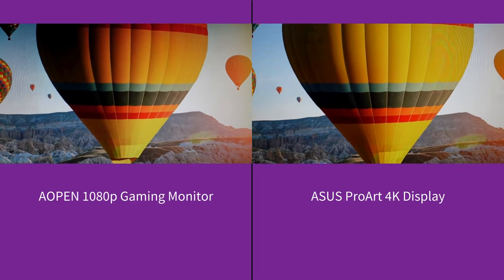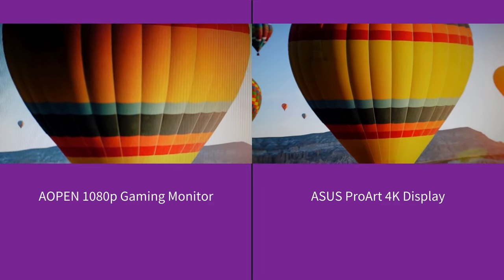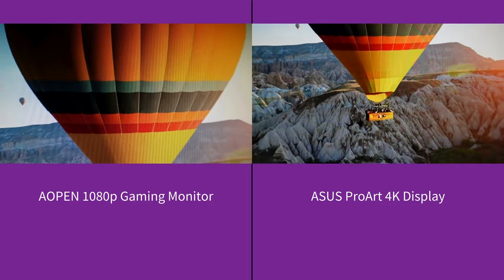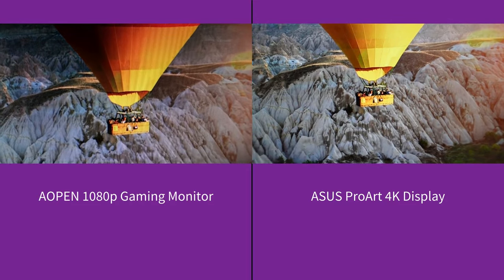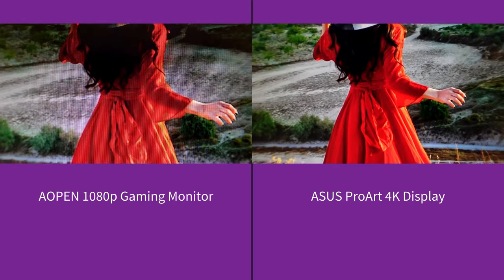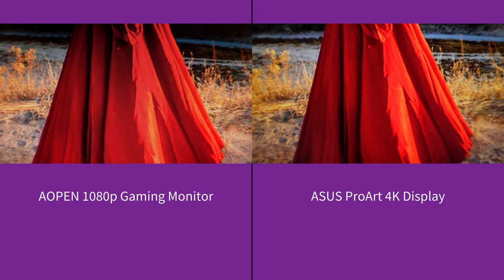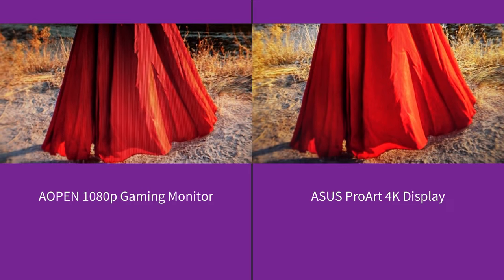If you look at this large balloon, the color is more vibrant and more bright than on the 1080p display. You get a greater depth of field and clearer lines. You see a more natural shadow and more depth. When you look at the woman's dress, it's more vibrant on the ProArt display. On the 1080p display, it all flattens out because you just don't have that range of color.